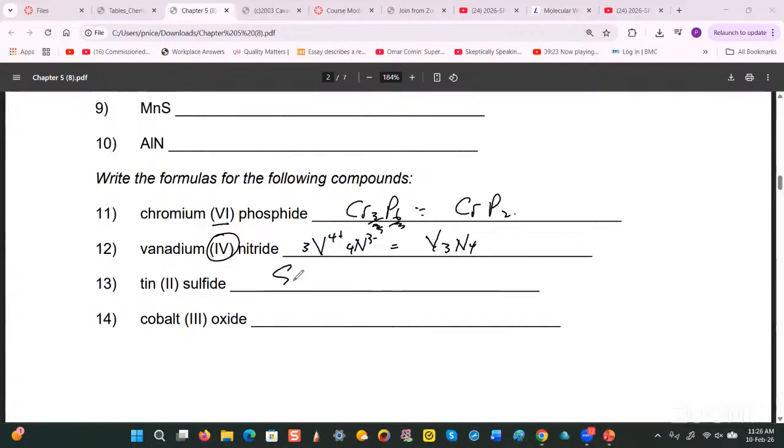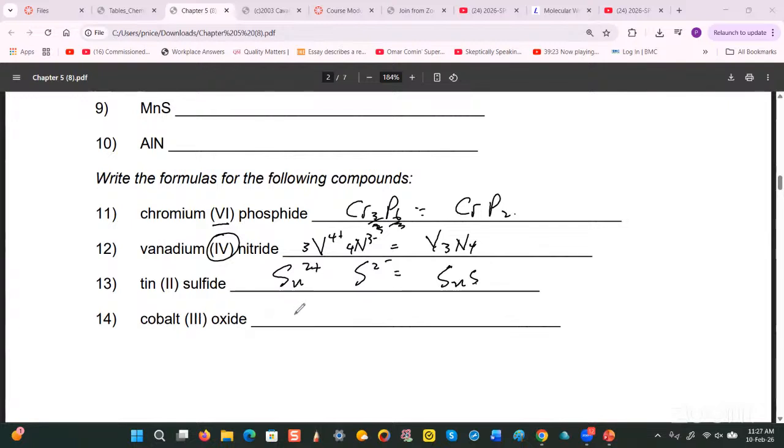So the charge on the tin is 2 plus, and what's the charge on the sulfide? -2. So when you put this together, it becomes, I'm sorry, it would be SnS. Okay, very good.